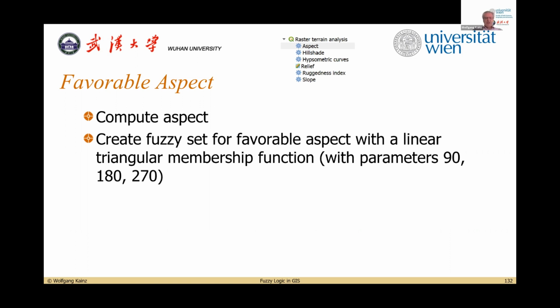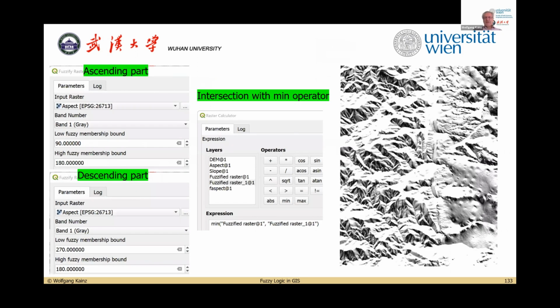In this case, it will be a triangular membership function with a value of 1 at 180, which is due south. And we will create such a triangular membership function, again, using our fuzzy tools that we have in QGIS. So you see it here. In our particular case, in QGIS, we do not have explicitly a tool for triangular or trapezoidal linear membership functions.